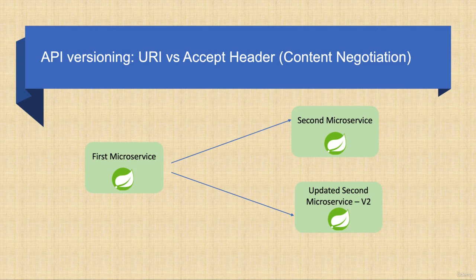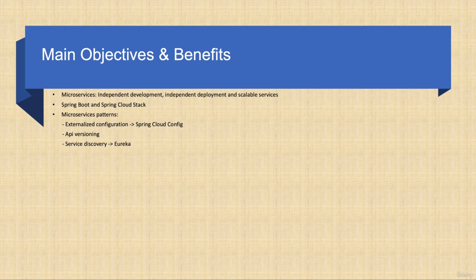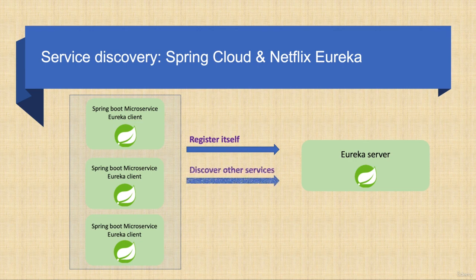There are different options to implement versioning, such as using URL or accept header, and I will be implementing examples of both versioning with URI and versioning at resource level by using the accept header. Service discovery. While working with many microservices, you will need to register and find a service that you want to communicate. For this purpose, you will use Eureka Service Discovery Library from Netflix along with Spring Cloud.